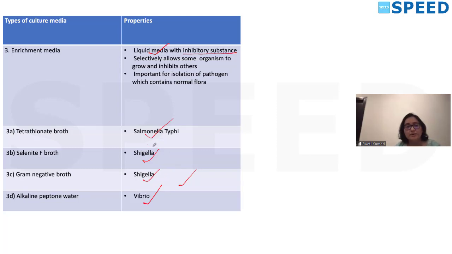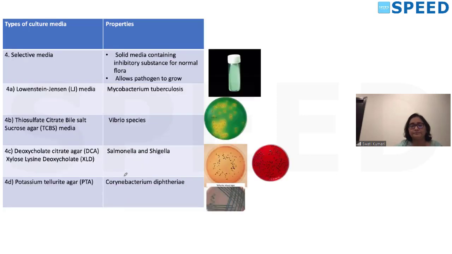So these are the list of your enrichment media. Enrichment media is liquid media. So tetrathionate, Salmonella typhi; selenite F, Shigella; gram-negative broth, Shigella; alkaline peptone water, Vibrio.